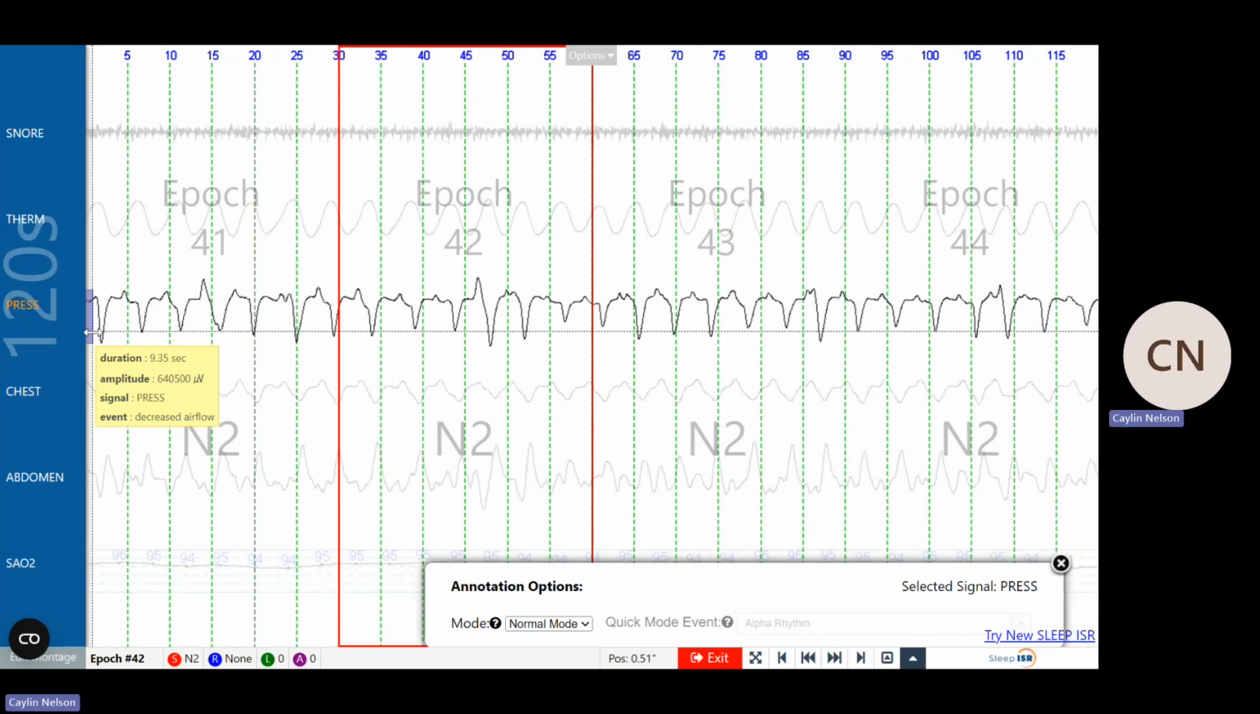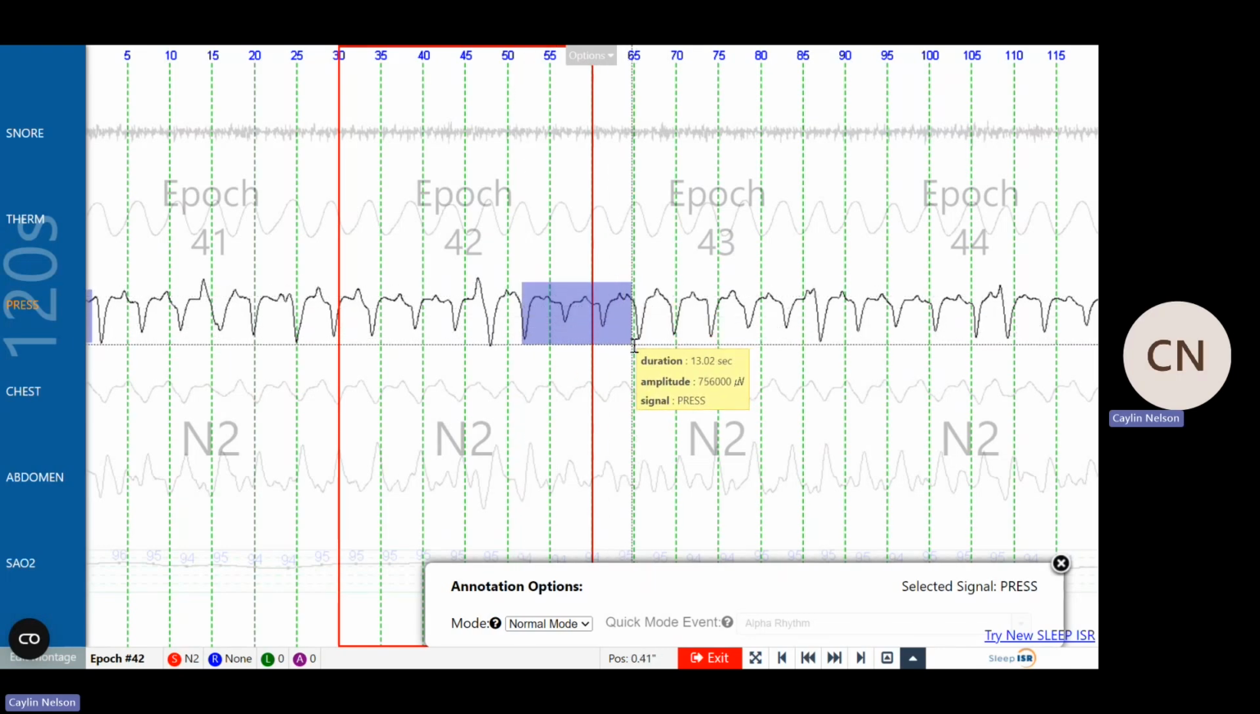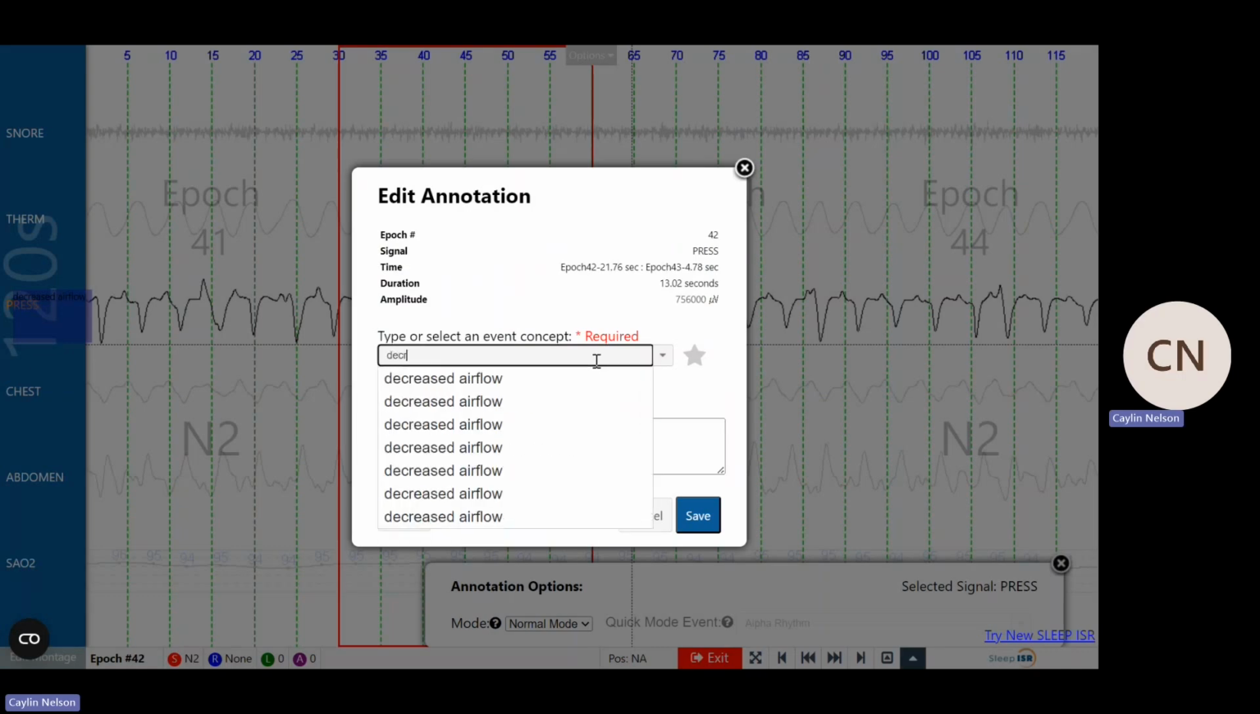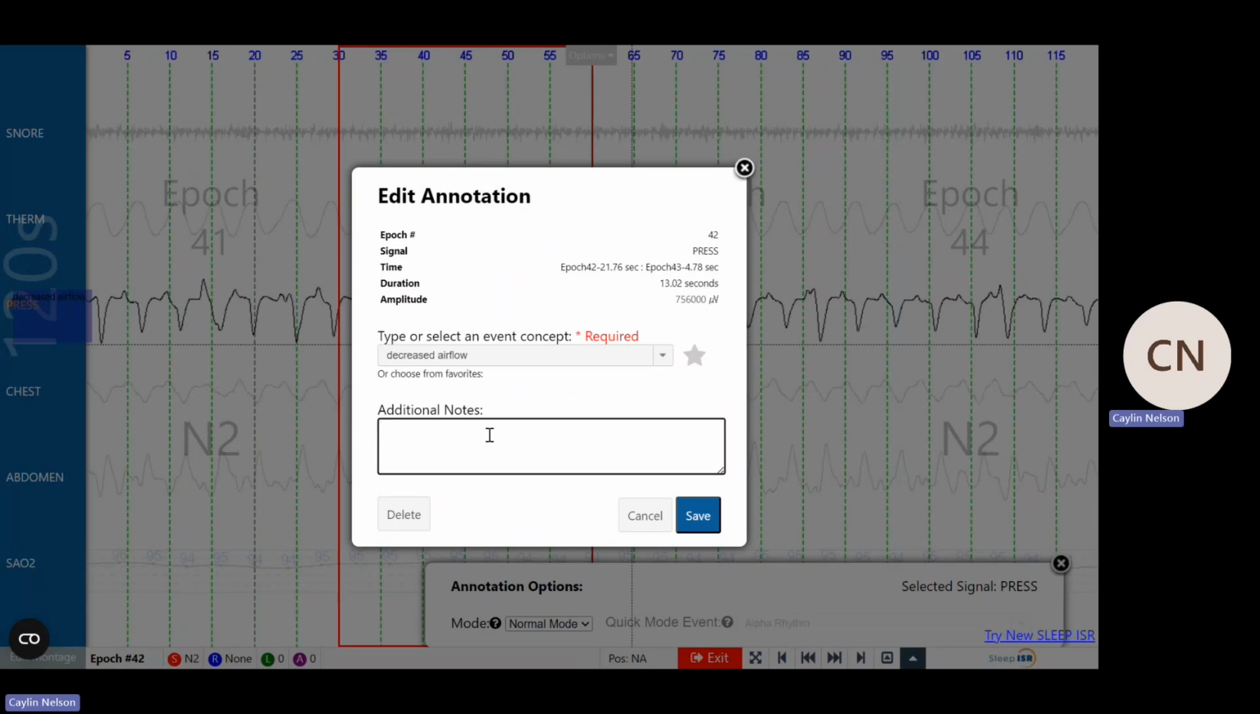So looking at the bottom of this channel, at the bottom peak of the amplitude, you can see that it doesn't really line up with the rest of them. So between 55 and 65 there, we're going to have our decreased airflow. Possible hypopnea, let's see.